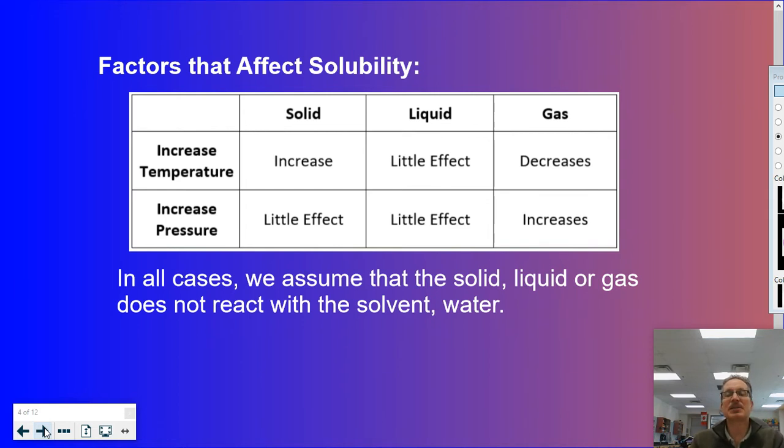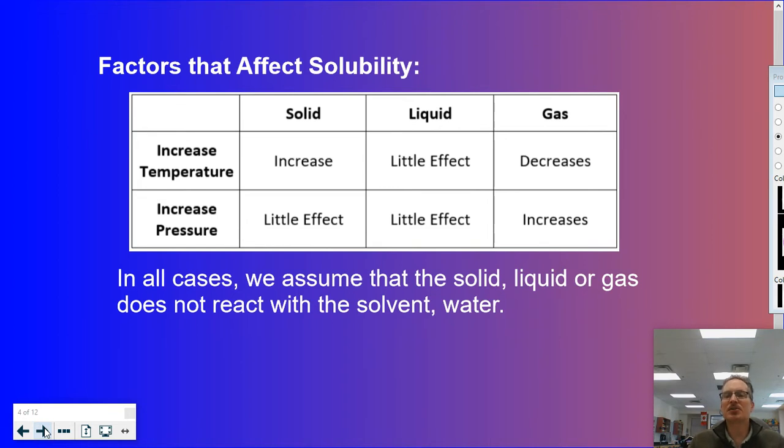Now, when we come to liquids, whether I increase the temperature or increase the pressure, liquids, in all honesty, don't really dissolve more or less based on an increase of temperature and pressure. There's not a noticeable difference.